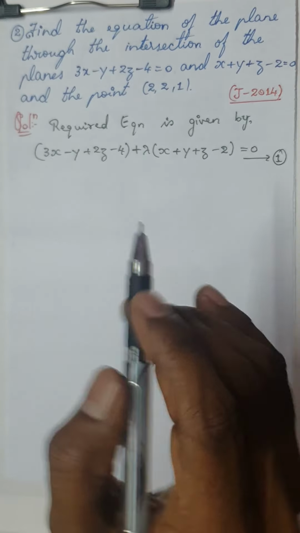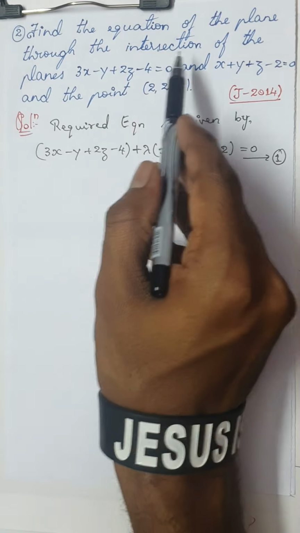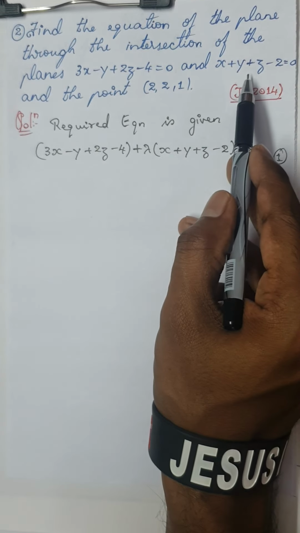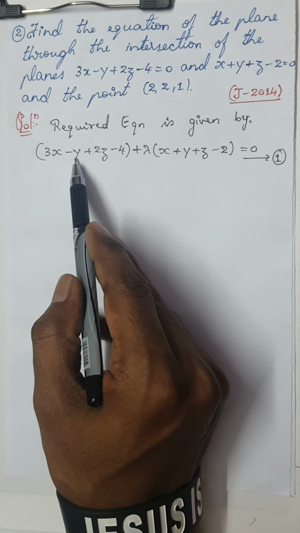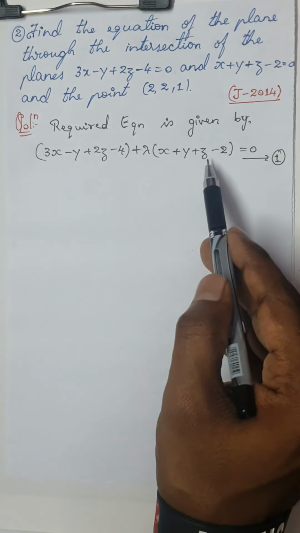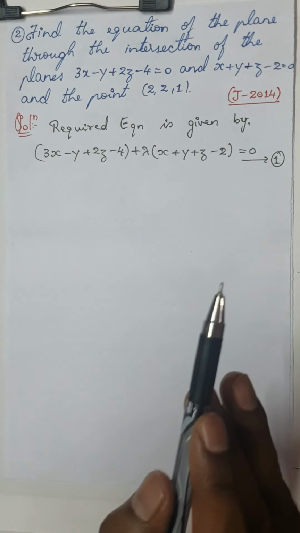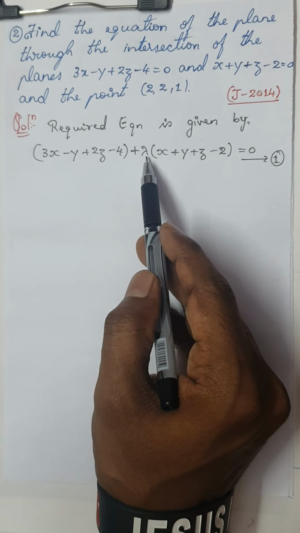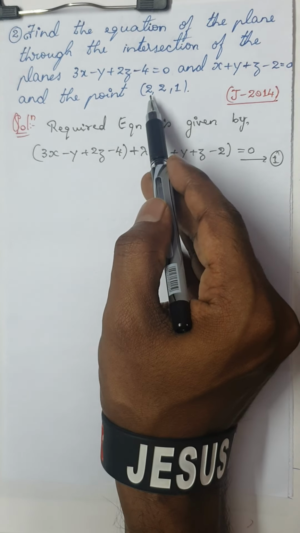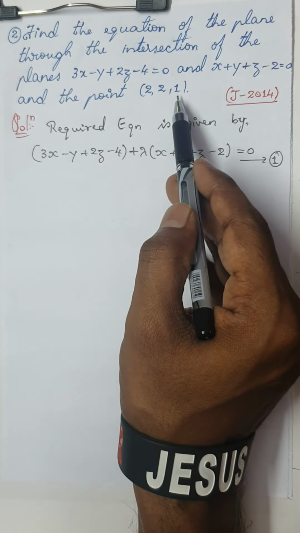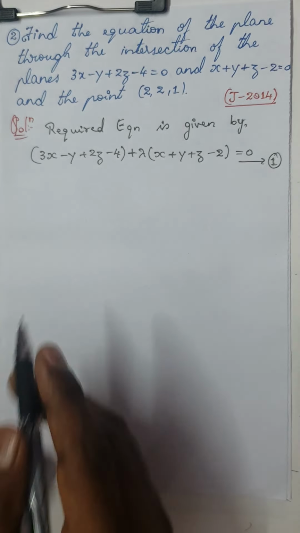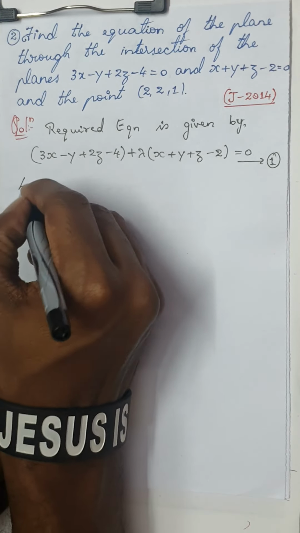Is it clear? So my equation of the plane which passes through the intersection of two planes would be first plane equation plus lambda times second plane equation equals 0. Okay. So my only work is to find the value of lambda. To find the value of lambda, he has also given you the point 2, 2, 1. Okay. Now look how I'm going to solve this.